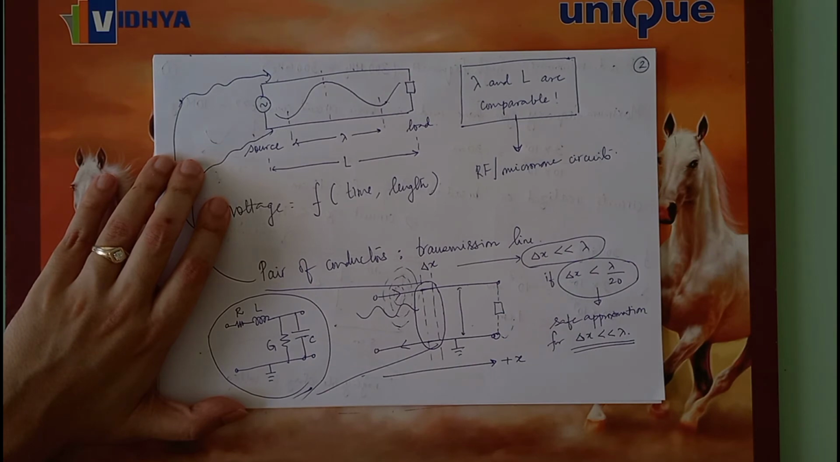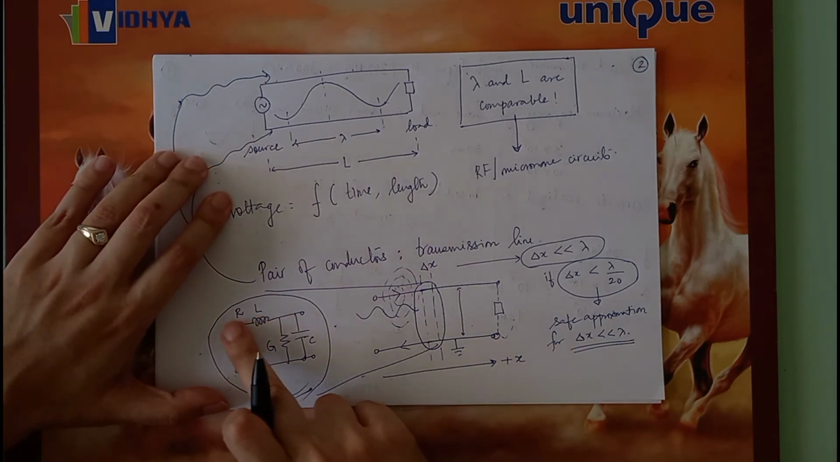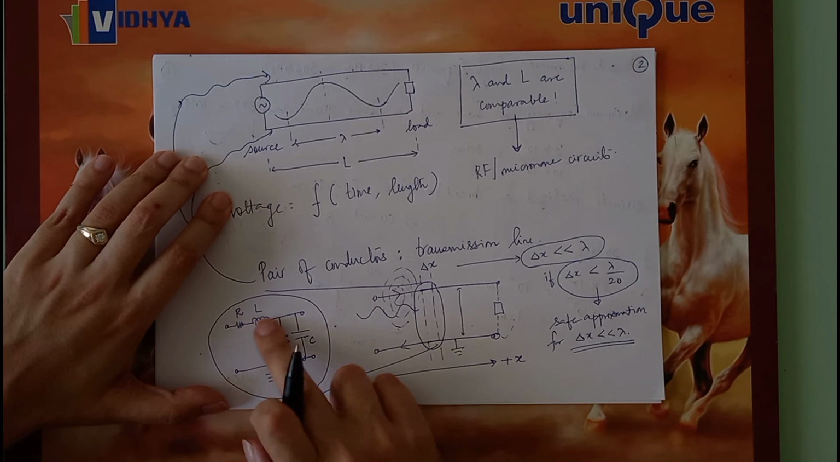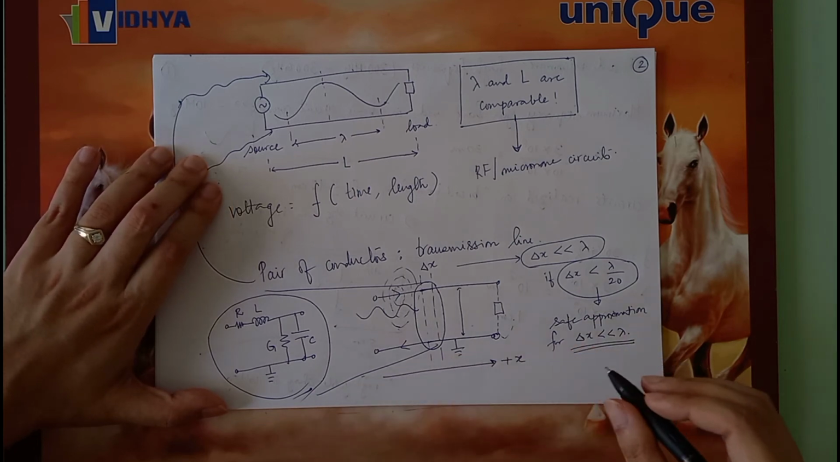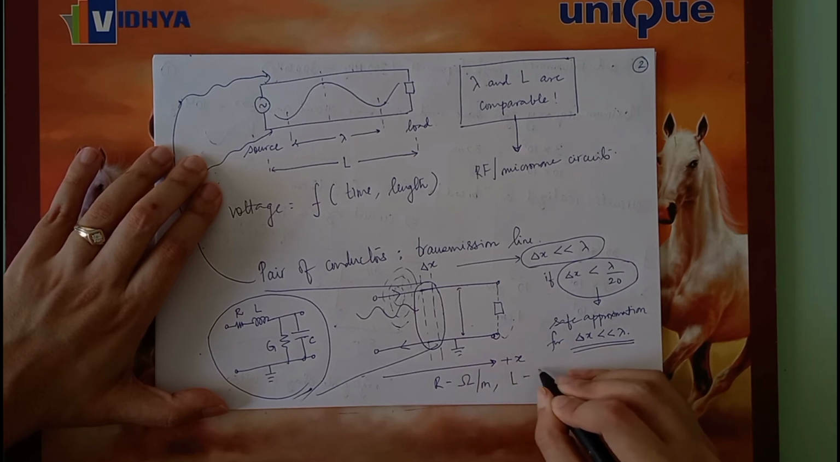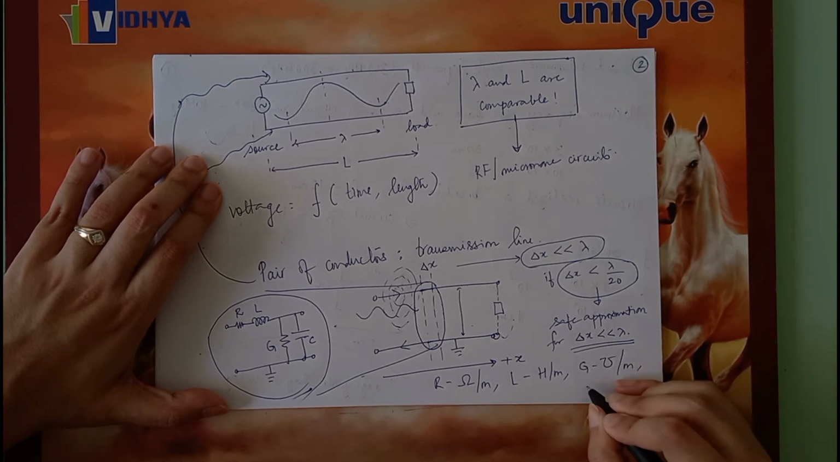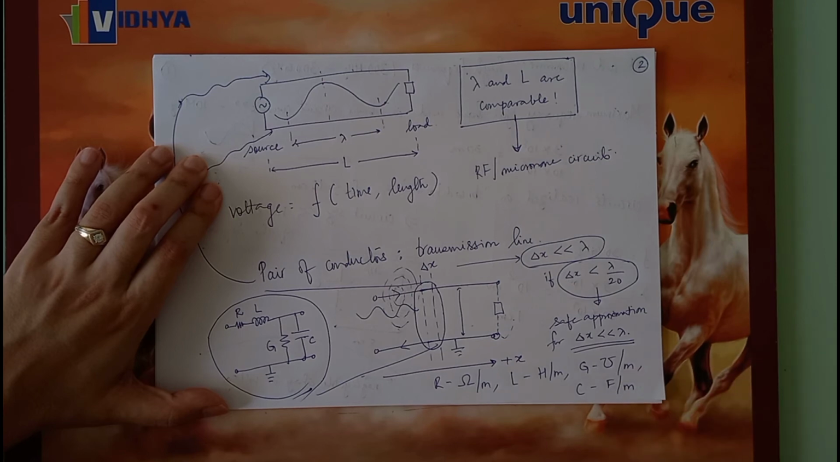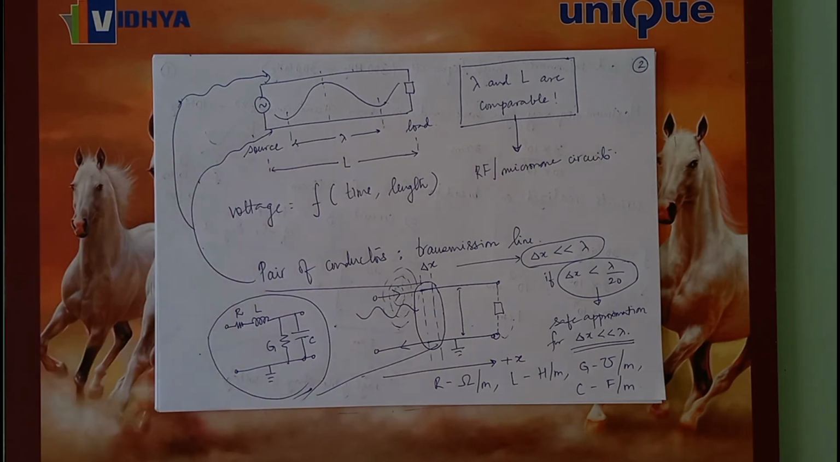So what we do as a good convention is that we represent these resistances, inductances, conductances and capacitances as per unit length quantities. So the unit of R is ohm per meter, L is Henry per meter, G is mho per meter, and capacitance is farad per meter. Now, why do we do this? What is the harm in keeping them as ohms, henries, and so on?